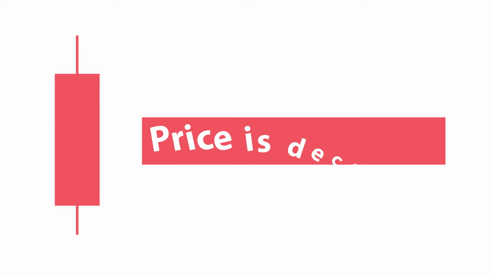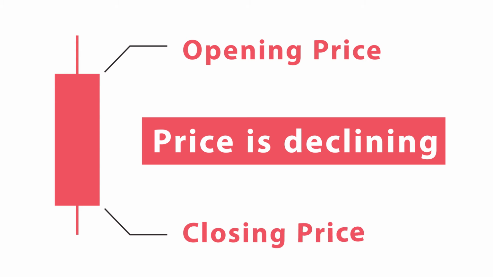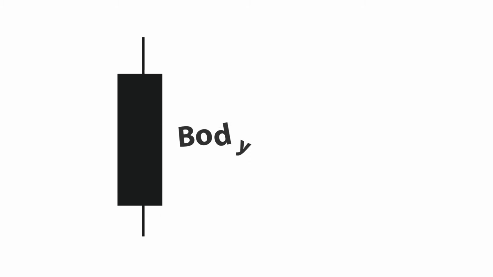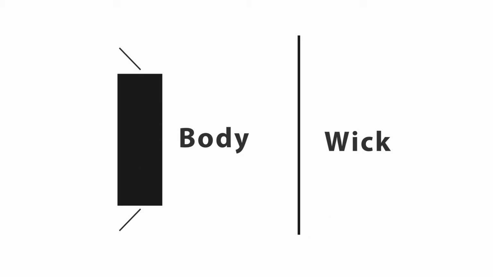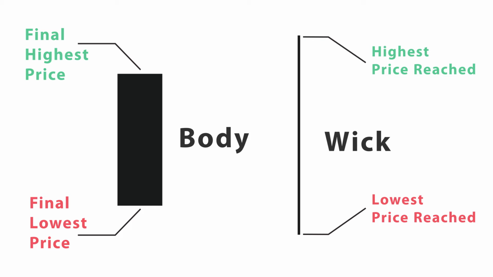Red candles show prices declining, so the open is at the top of the body and the close is at the bottom. Each candle consists of the body and the wicks. The body of the candle tells you what the open and close prices were during the candle's time frame. The lines stretching from the top and bottom of the body are the wicks. These represent the highest and lowest prices the asset hit during the trading frame.